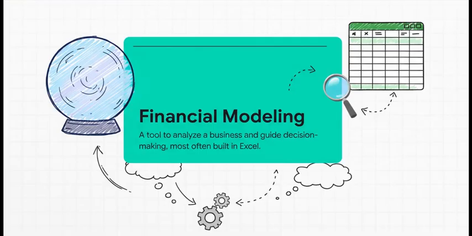So what even is financial modeling when you strip it all down? At its core, you can think of it like a financial simulator that you build yourself. It's a tool, and yeah, it's almost always built in Excel, and its whole purpose is to analyze a business and help guide some really big decisions. For instance, a solid model can tell a company if launching that new product is a good idea, or if they should buy a competitor, all by simulating the financial impact of every choice.